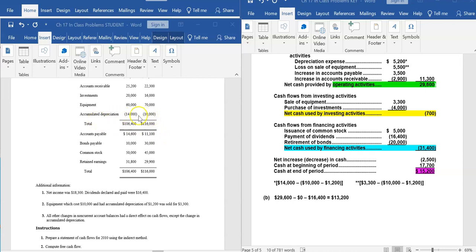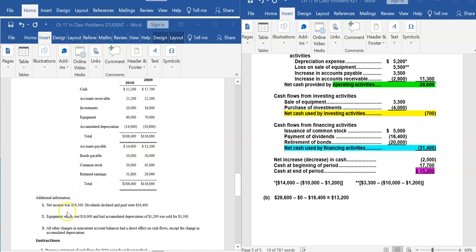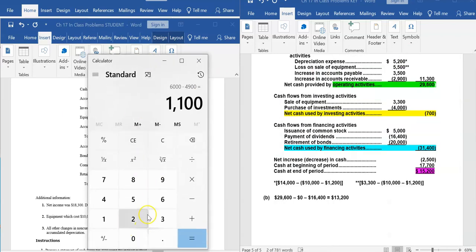Okay, so taking a look here, we started the year with $10,000 in accumulated depreciation. That was last year's ending. During the year, we sold equipment. When we sold that equipment, we would have decreased the accumulated depreciation account by $1,200. So here we're seeing that we started with $10,000 in accumulated depreciation. We subtracted $1,200 out of there when we sold that equipment. Then we ended the year with $14,000 in the accumulated depreciation account.